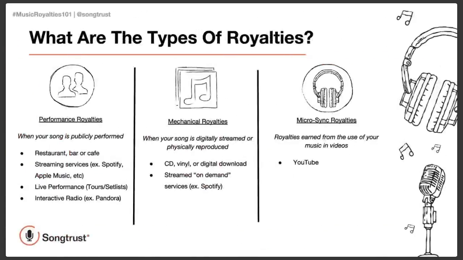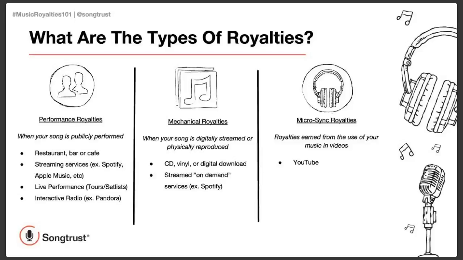So there are several types of royalties that we collect in the publishing world. These are performance royalties, mechanical royalties, and microsync royalties. Again, this is for any use of your music. So the specific kinds of uses earn specific kinds of royalties.